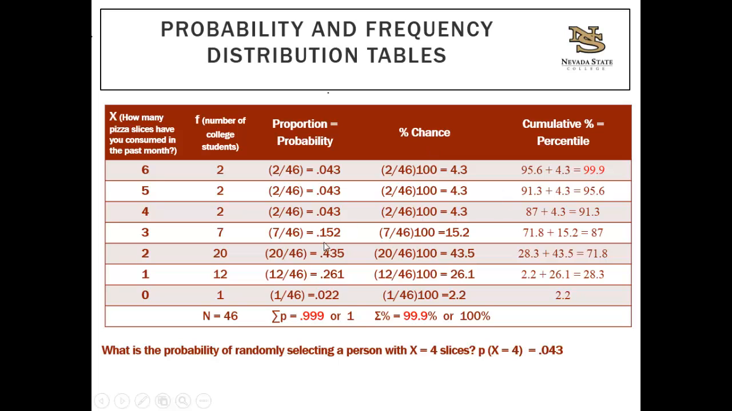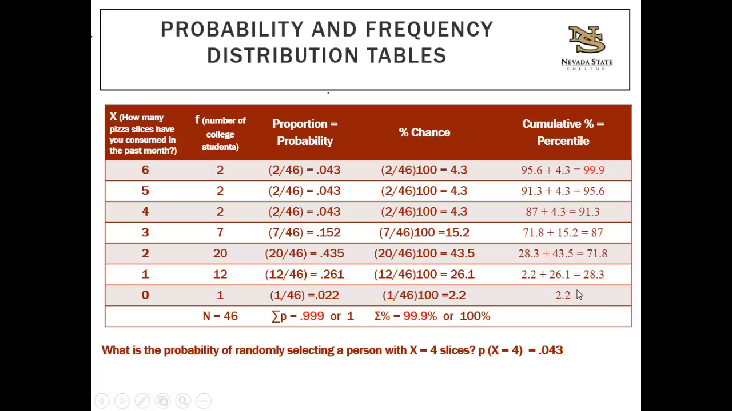So you just take what you found here, multiply by 100, and you get a percent chance. And then remember, cumulative percent or percentile tells you the percentage of scores, or sorry, the percentage of the sample that had a score that's equal to or less than that particular score. Or in this case, the percentage of the population that had a score equal to or less than a particular score. So that's why you start with the bottom.